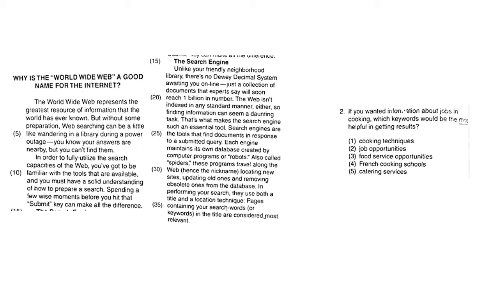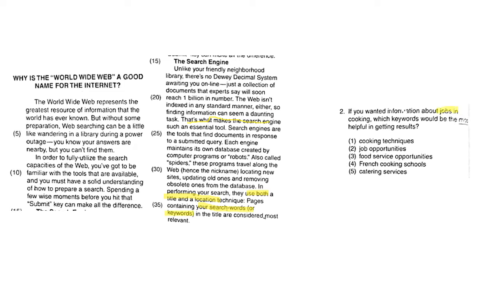So number 2, if you wanted information about jobs in cooking, which keywords would be the most helpful in getting the results? Okay. So we need to look at this passage. So when you search for information, you use a search engine. Search engines are tools that find documents in response to a submitted query. Each engine maintains its own database. It's got programs that update that database. Okay. In performing your search, they use both a title and location. Pages containing your search words or your keywords are the most relevant.